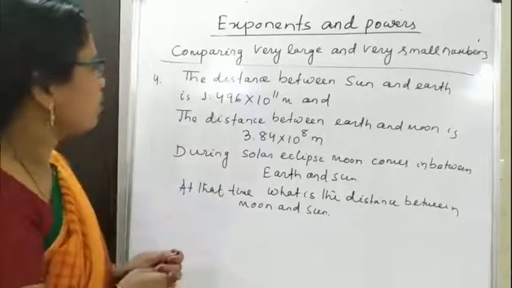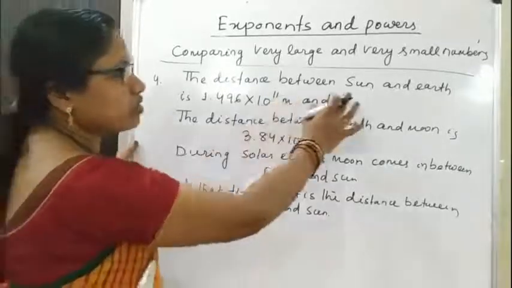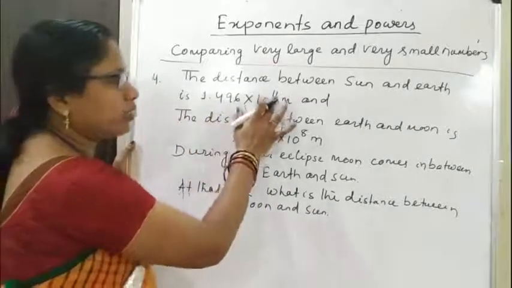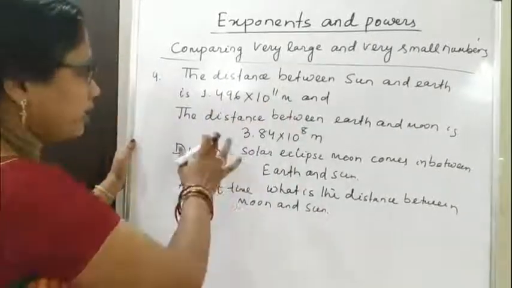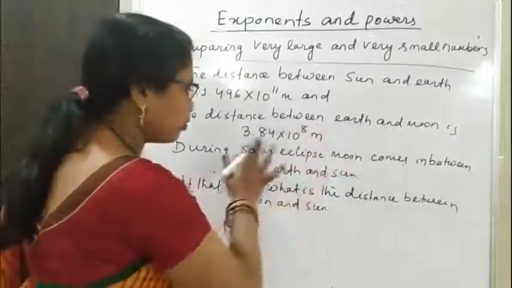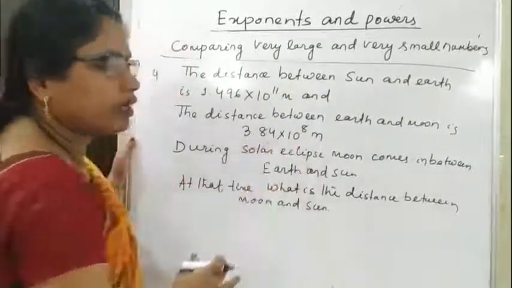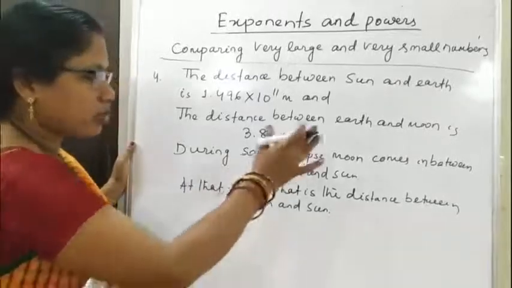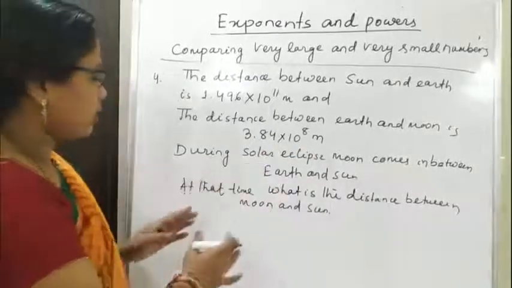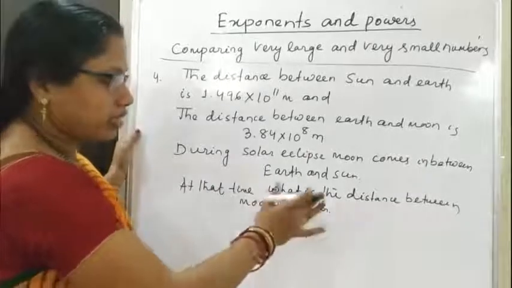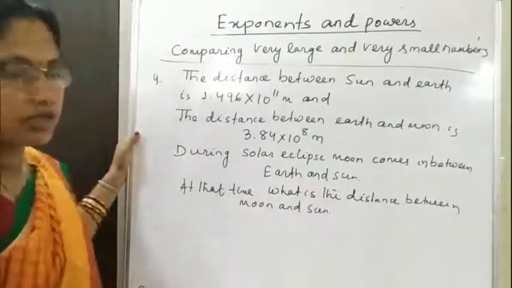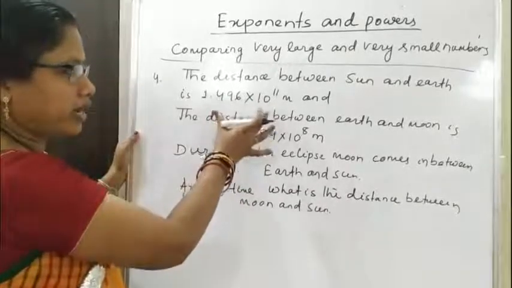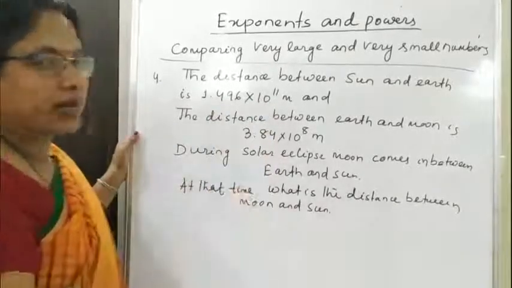The next example, the distance between Sun and Earth is 1.496 into 10 to the power 11 meter, and the distance between Earth and Moon is 3.84 into 10 to the power 8 meter. So during solar eclipse, Moon comes in between Earth and Sun. Then at that time, what is the distance between Moon and Sun? So we have to subtract the distance between Earth and Moon from the distance between Sun and Earth.